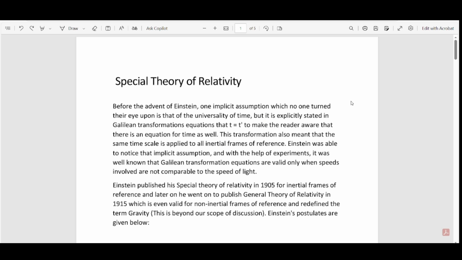Today I am going to start with special theory of relativity. So, introduction. What is it and why did we need to go to the special theory of relativity?